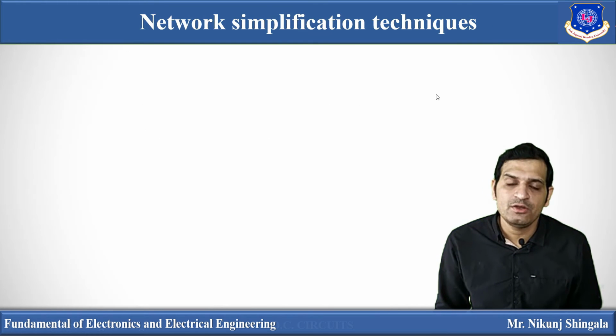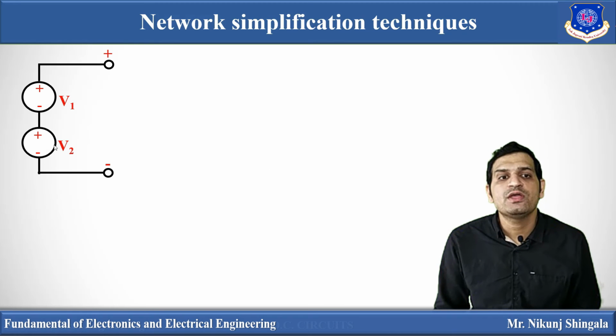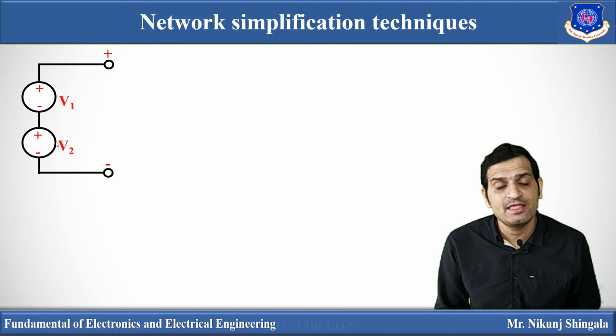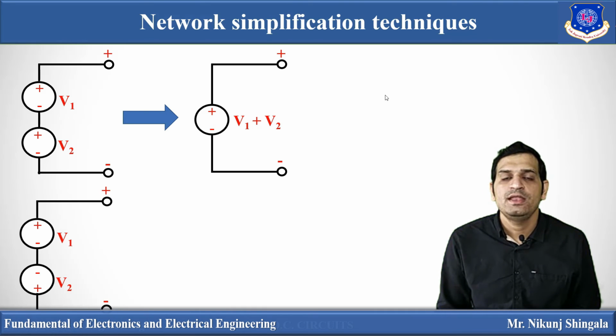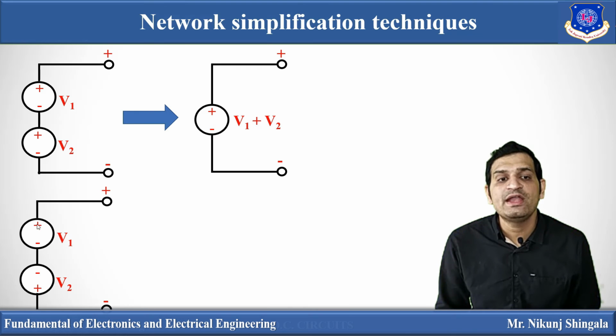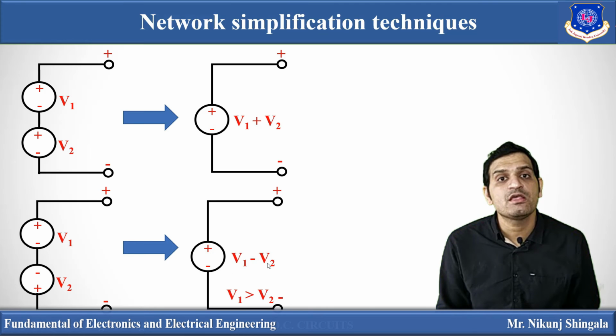Now let us see other network simplification techniques. Here you can see two voltage sources V1 and V2 connected in series. That can be converted into the equivalent voltage source V1 plus V2, because when voltages are connected in series, they are added. Here the sign of V1 and V2 is plus minus, so the equivalent source voltage sign will also be plus minus. Next one, V1 and V2 are there, but the polarities are different. So the equivalent voltage becomes V1 minus V2 if V1 is greater than V2, and it becomes V2 minus V1 if V2 is greater than V1.